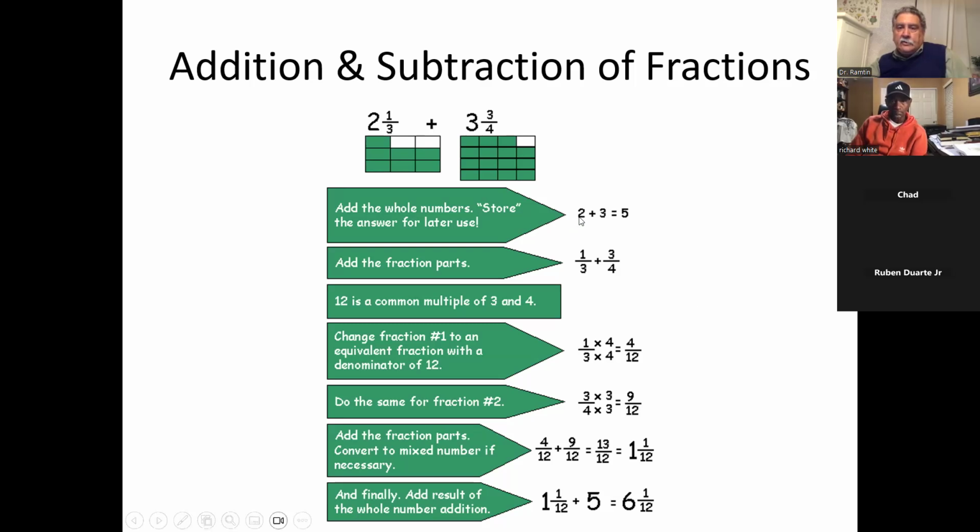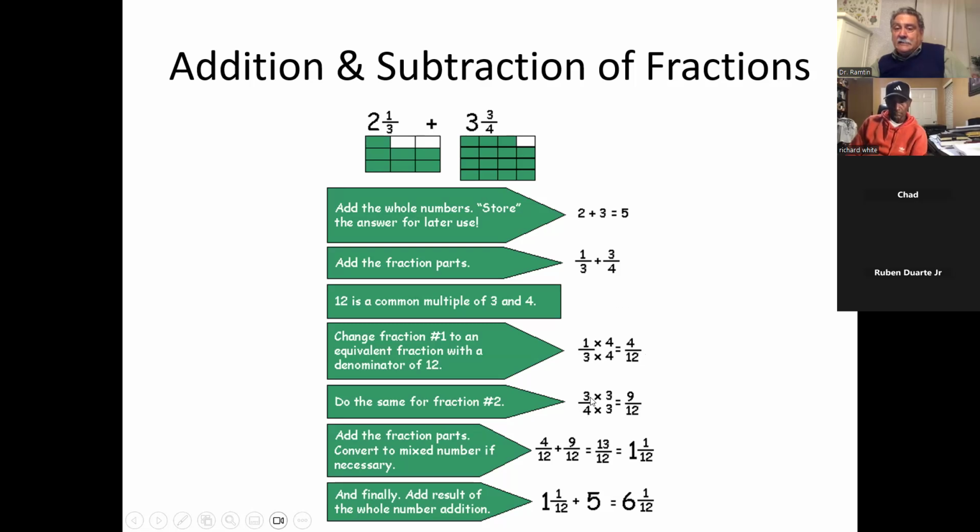So what you do, first you add the whole numbers. 2 plus 3 is 5. Then you want to add the fractions, 1/3 plus 3/4. In order to do that, the rule is this: you need to have the same denominator. To make them the same denominator, the least common denominator, you take the first fraction, 1/3, and multiply the top and the bottom by this denominator, by 4. 1/3 times 4 over 4 becomes 4/12.